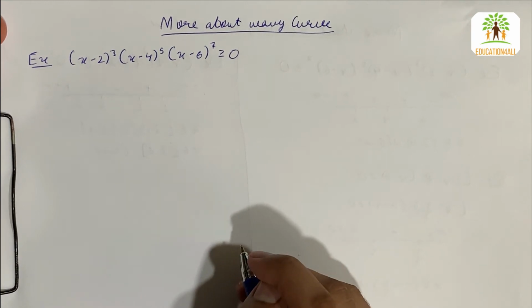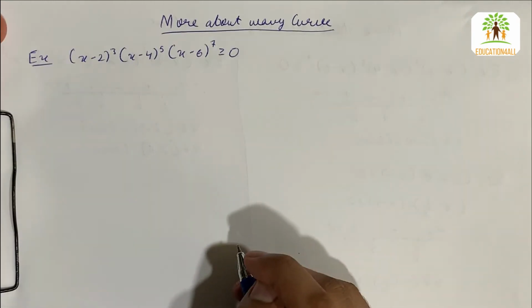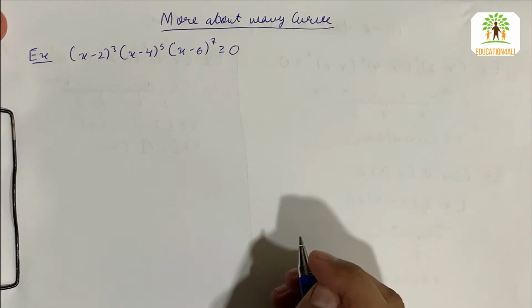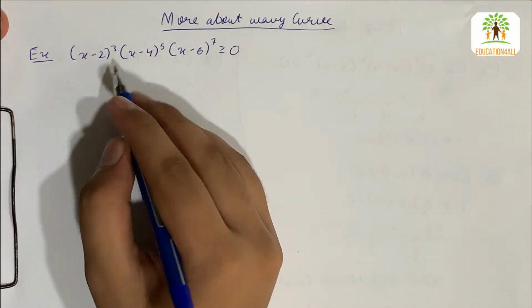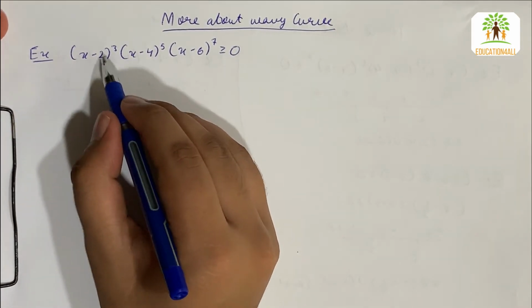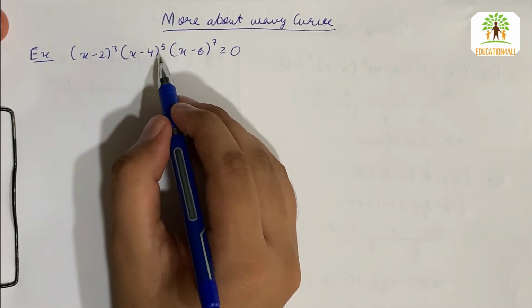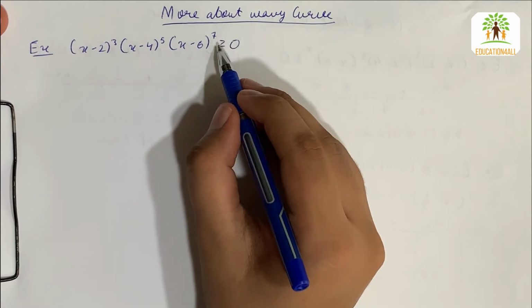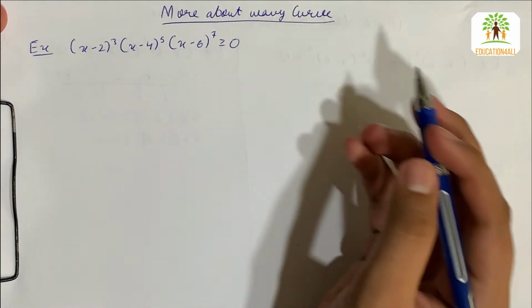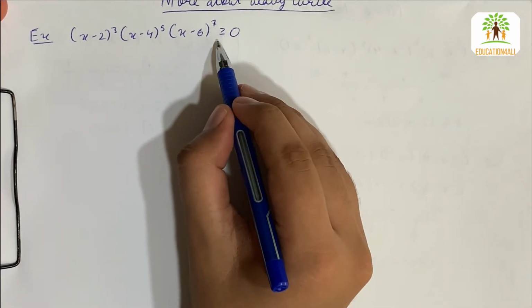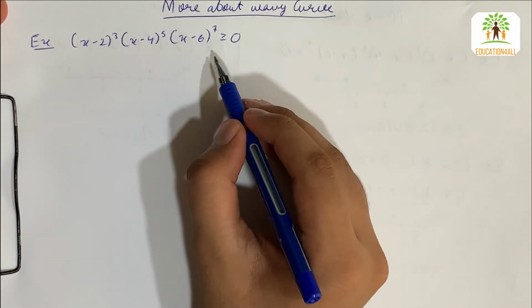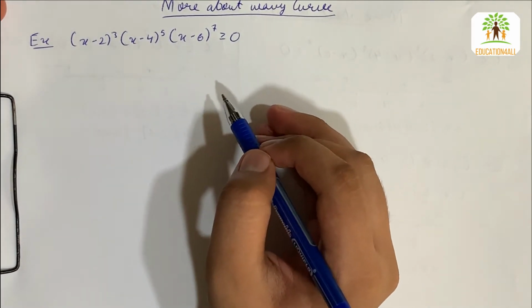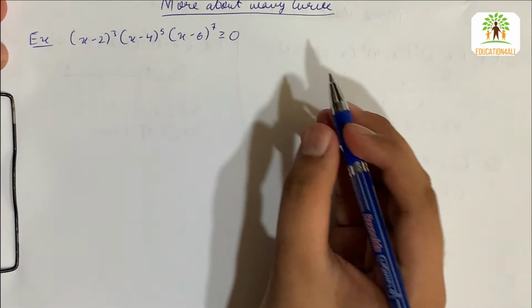Hello guys, let's start solving some more examples about the wavy curve method. Example 1: (x minus 2) whole cube times (x minus 4) raised to the power 5 times (x minus 6) raised to the power 7 greater than or equal to 0. Here you would have seen that we have an equals to sign extra. So we will now study how to use the equals to sign in our calculations.